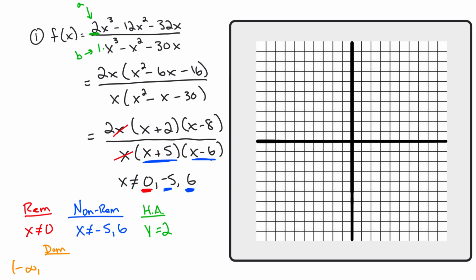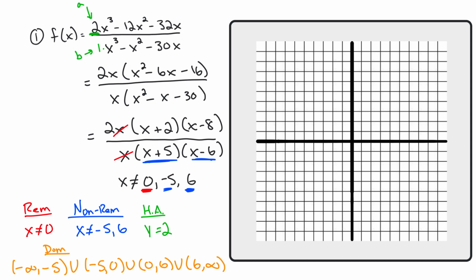Our first discontinuity, the smallest one, is negative 5. And then we're going to take the union of that interval with the interval from negative 5 to our next smallest, which is 0. Then the union of that interval with 0 to our next one, which is 6. And then lastly, 6 to infinity. And that is the domain of my function f.